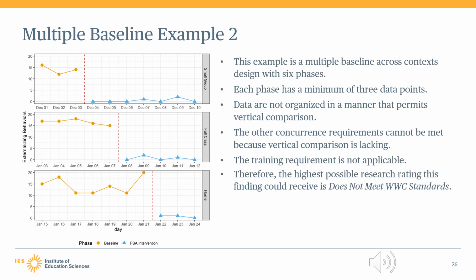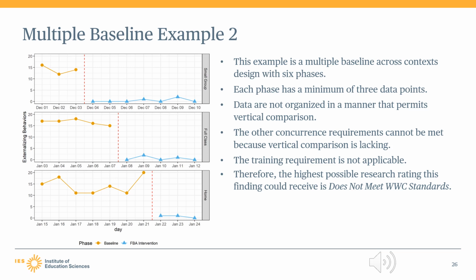First, this is a multiple baseline design with 6 phases, split into 3 tiers each, with a baseline and intervention phase. Each phase has a minimum of 3 data points. So far, the design is potentially eligible to receive a research rating of meets WWC standards with reservations. Let's consider the 4 additional criteria that apply to a multiple baseline design like this one. The presentation of these findings show an example when the data are organized in such a way that vertical comparison across cases is not possible.